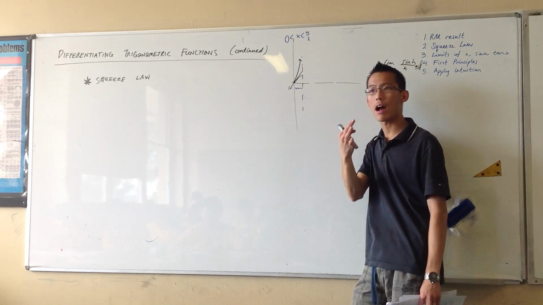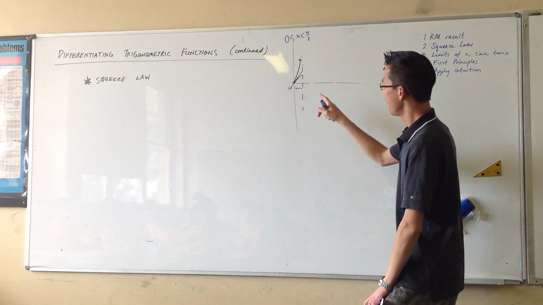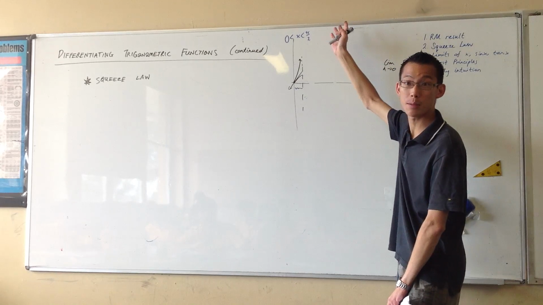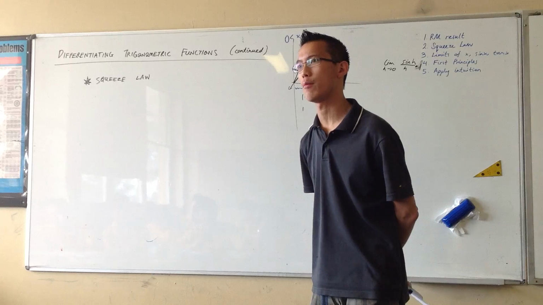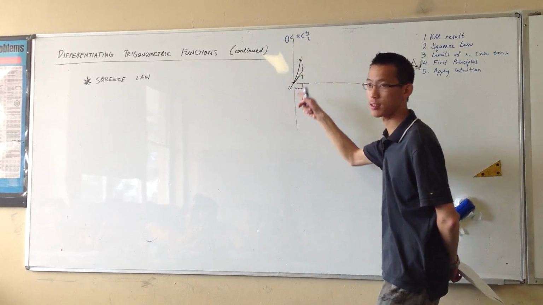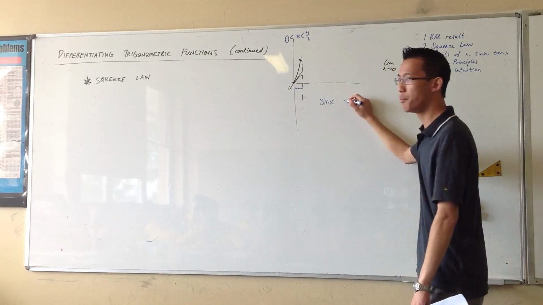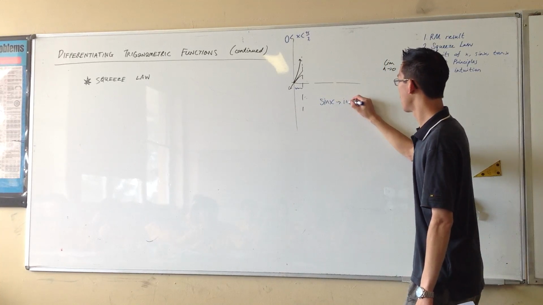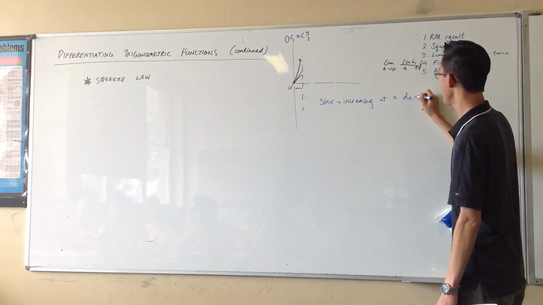Let's describe these 3 graphs and how they are behaving. Each of the graphs, their gradient is positive. You see that? They're all increasing. But they're not all increasing at the same rate. So for instance, sine. Sine is increasing, but it's increasing at a decreasing rate. Does that make sense? Yeah.